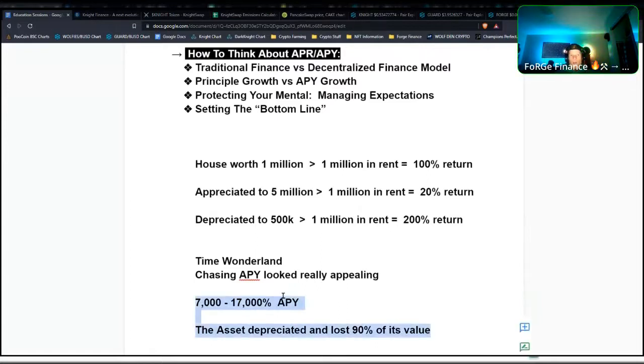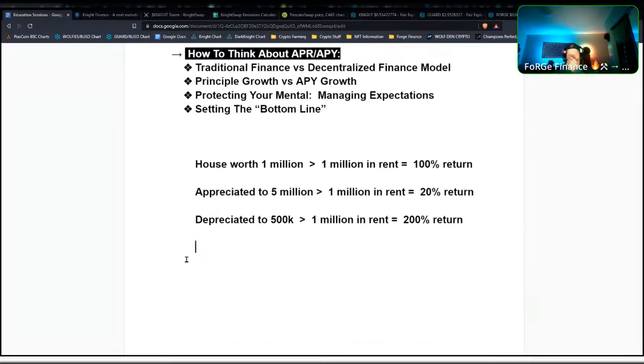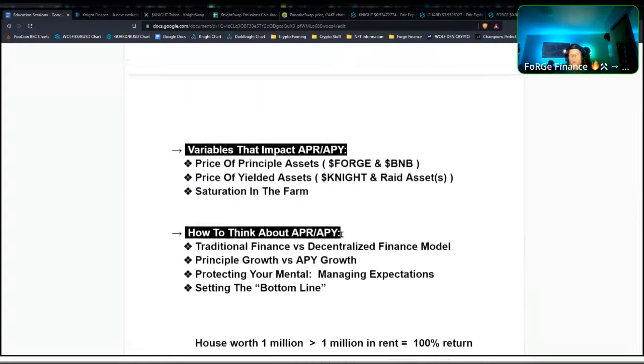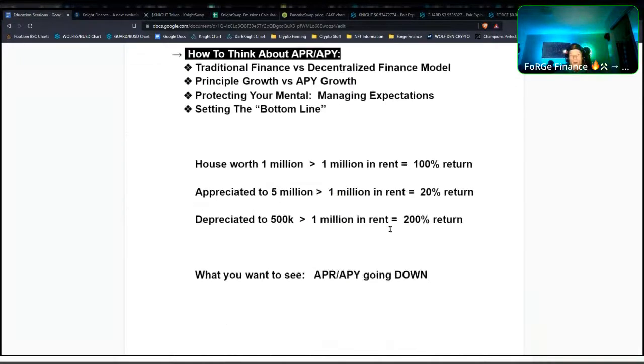So chasing APYs will more often than not get you wrecked. What you want to see in strategies like these is APR and APY going down. It is counterintuitive, I know, but hopefully it makes more sense now that we talked about why that happens. So yeah, this is a very good metric.